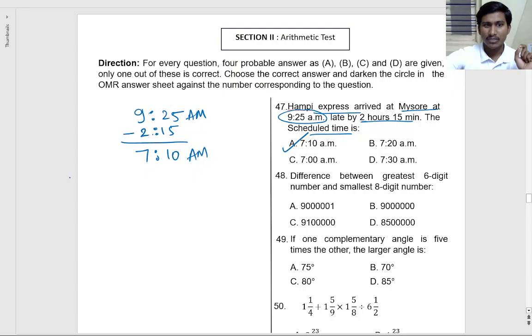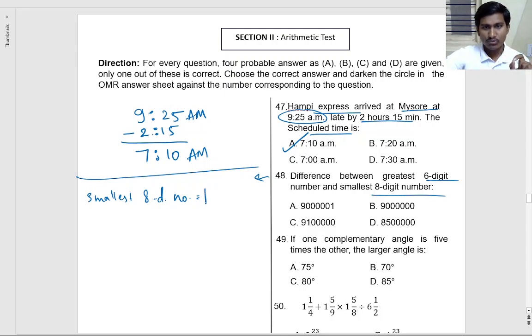Okay, so next is the 48th question. Difference between the greatest 6 digit number and the smallest 8 digit number. So let us find the smallest 8 digit number. For the smallest we write 1 and then 0s. So there will be 7 zeros, 1 2 3 4 5 6 7. So this is the smallest 8 digit number. Now the greatest 6 digit number. For the greatest 6 digit number we have to repeat 9, 6 times. So 1 2 3 4 5 6, this is the greatest 6 digit number.